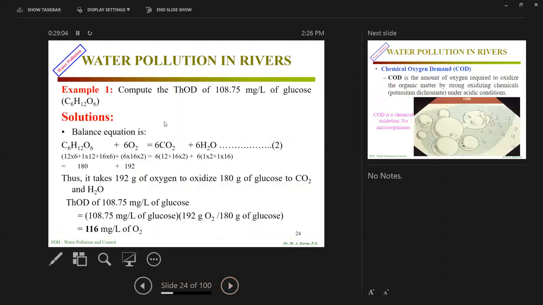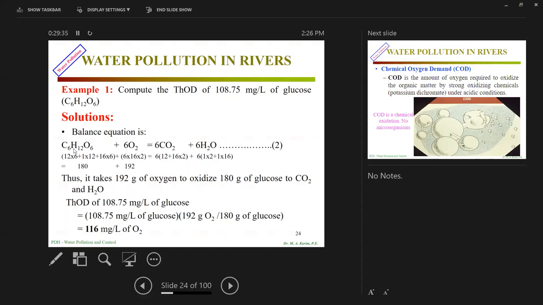So here is one example I would like to do and just discuss, to see whether we can understand this problem. What it's asking is: compute the theoretical oxygen demand of 108.75 milligrams per liter of glucose. Like, say I have 108.75 milligrams per liter of glucose, then how much oxygen do I need? That means how much BOD I need, the theoretical oxygen demand. That's what we are going to talk about.